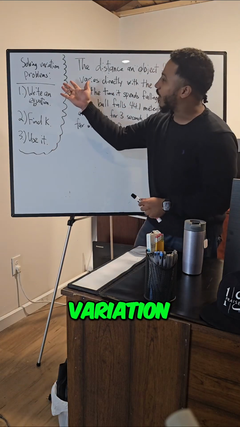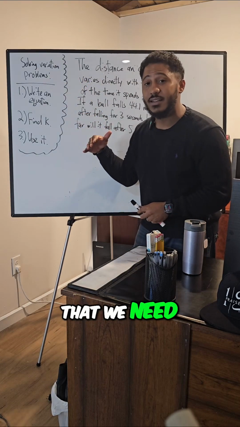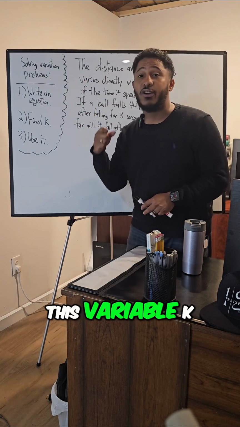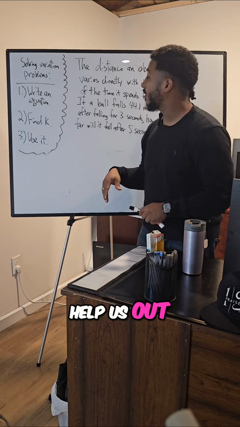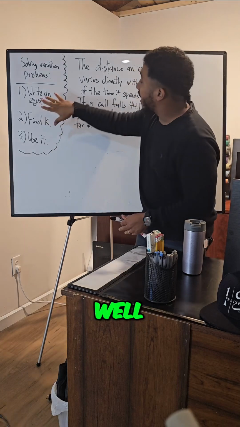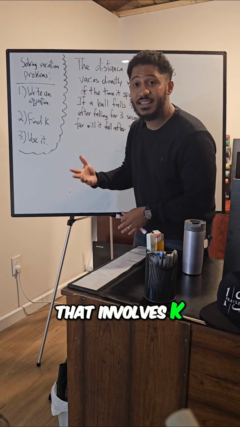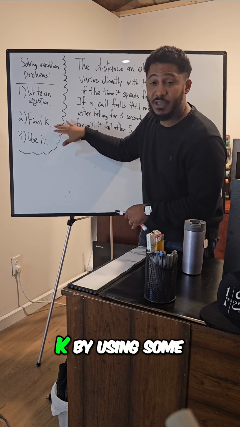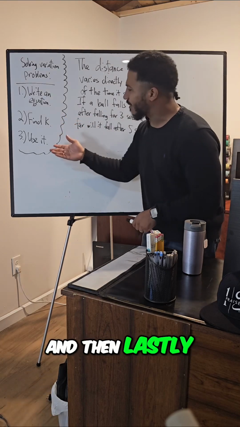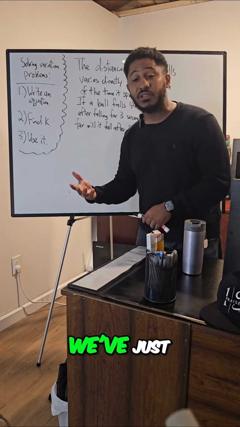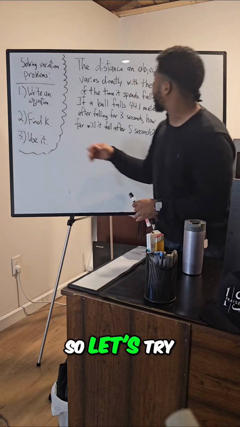So when solving variation problems, it's just a few simple steps that we need. Oftentimes we need to use this variable k to help us out. And so how we'll solve them is, let's write an equation that involves k. Then let's find that k by using some information in the problem. And then lastly, use the new equation we've just created by finding k. Okay, so let's try this problem.